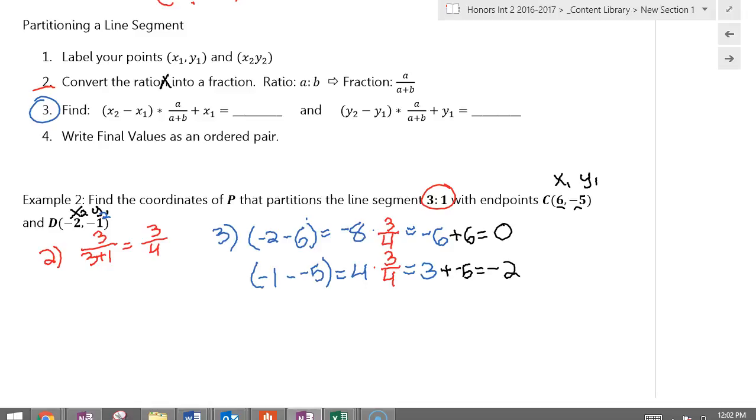Alright, then our last step, right, is to write it as an ordered pair. So I'm just going to say 0, -2, and that's my answer. Don't forget to write it as an ordered pair.